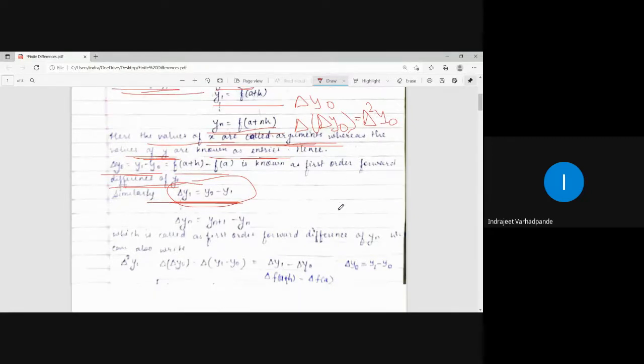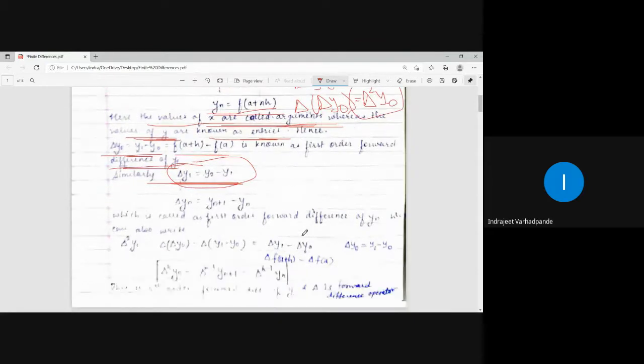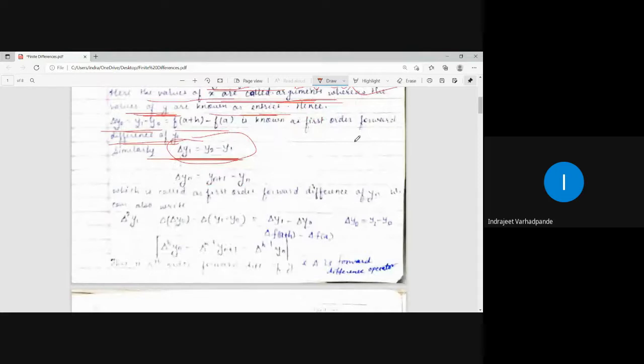So to calculate delta square of y naught, which is the second order forward difference of y naught, delta square of y naught is written as delta of delta y naught. Now tell me what we have written for delta y naught. Delta y naught is nothing but y1 minus y naught. So operating delta will give you delta y1 minus delta y naught. Why? Because delta y naught is y1 minus y naught. So delta of y1 minus y0 will be delta y1 minus delta y naught.